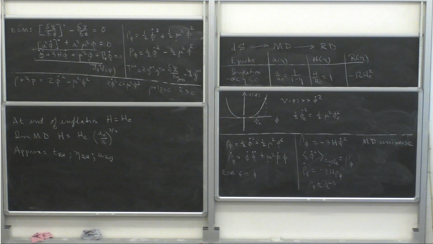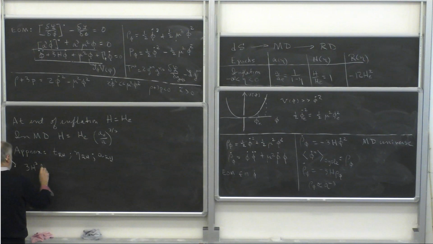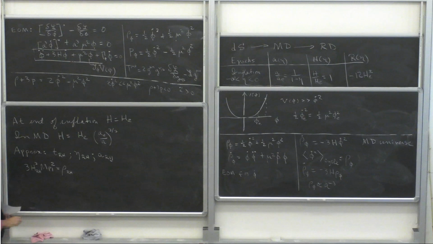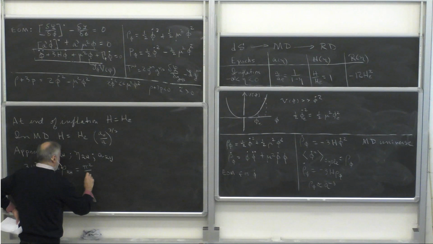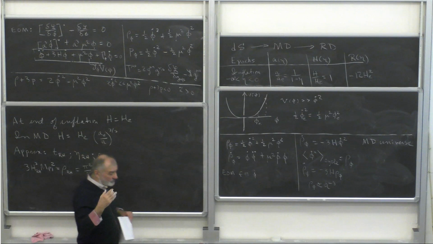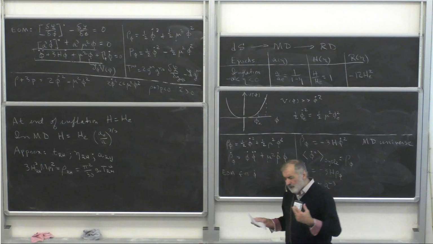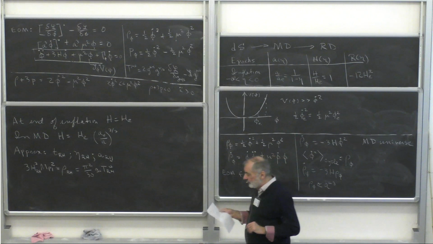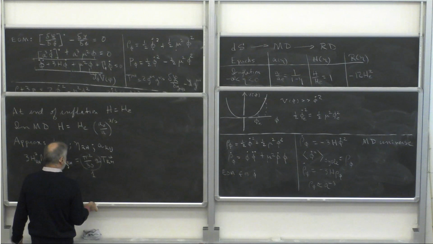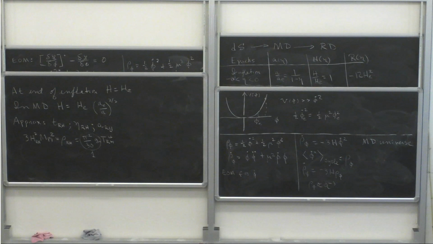So 3H squared M Planck squared at reheating is going to be converted to radiation. So this will be converted into radiation energy density. Again, this is just the Friedmann equation. What is the radiation energy density? Well, it's pi squared over 30 g star T reheat to the fourth. G star counts the number of degrees of freedom that is going to be in the thermal bath, correctly accounting for Fermi-Dirac statistics and Bose-Einstein statistics. Well, let me just take this equal to 1. I'm just going to ignore factors of pi and g star in 30.